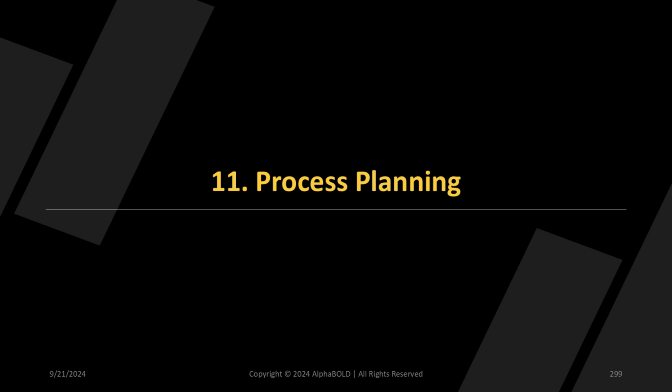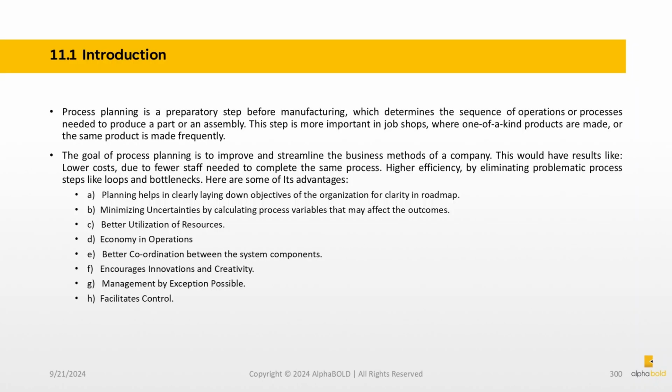Process planning. Process planning is a preparatory step before manufacturing, which determines the sequence of operations or processes needed to produce a part or an assembly. This step is more important in job shops, where one-of-a-kind products are made, or the same product is made frequently. The goal of process planning is to improve and streamline the business methods of a company.